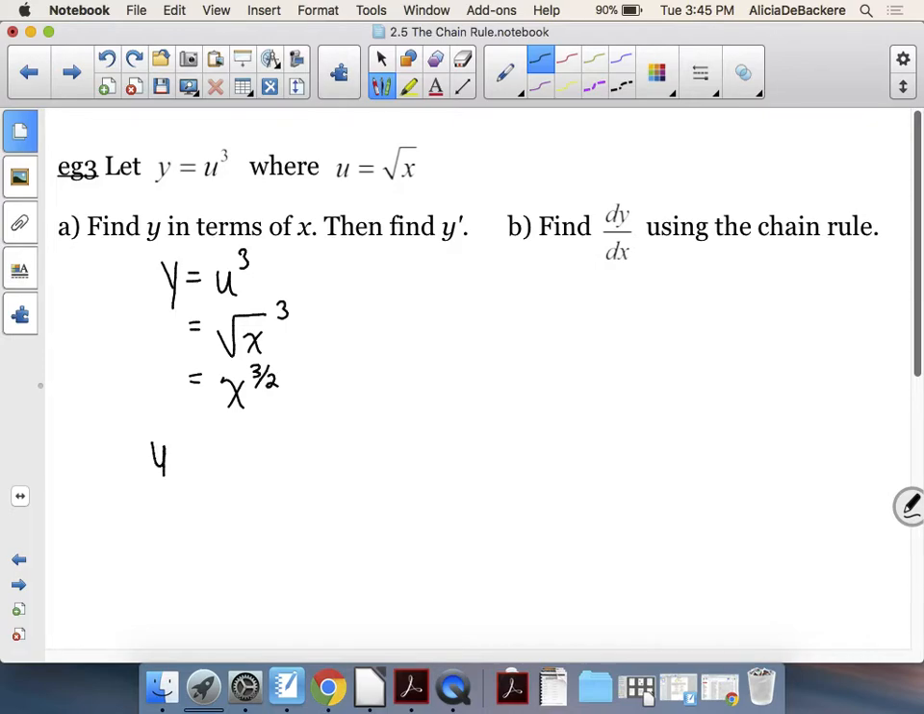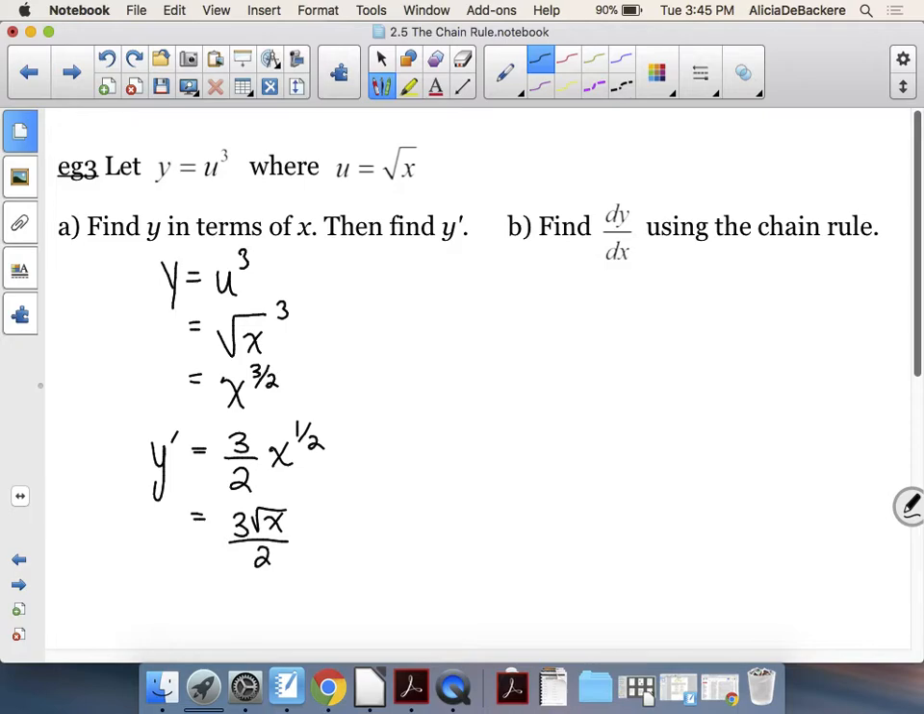Now if I wanted to find y prime, this is just a simple power function, so I can bring the exponent down and take 1 away from the exponent. Simplifying this, I'd have 3/2 times root x, or 3 root x over 2. You can leave the 3/2 out as a coefficient if you like. Part B says find dy dx using the chain rule.